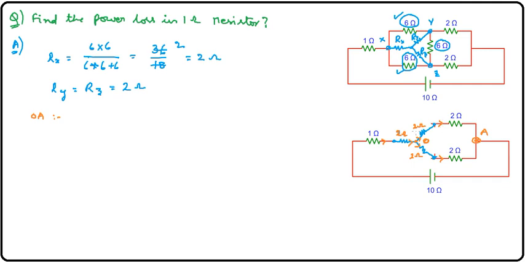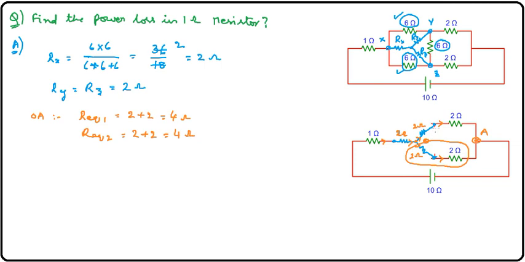For the upper part, 2 ohm and 2 ohm are in series, so I can say that my R equivalent 1 is equal to 2 plus 2. As both the resistors are in series, I can simply add them. It will be 4 ohm. Similarly, the below part is also 2 plus 2 ohm, which is equal to a 4 ohm resistor.